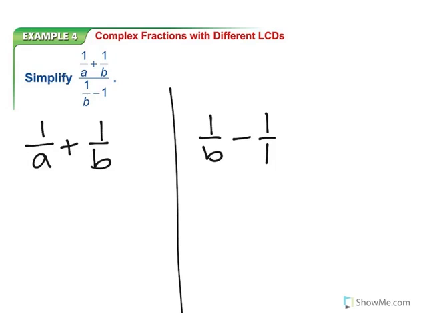First of all, I'm going to use the small method on the numerator. So we're going to have 1 times b, which is b, plus a times 1, which is just a, divided by, remember you have to have the smile, so a times b, so ab. So that's going to be our numerator.